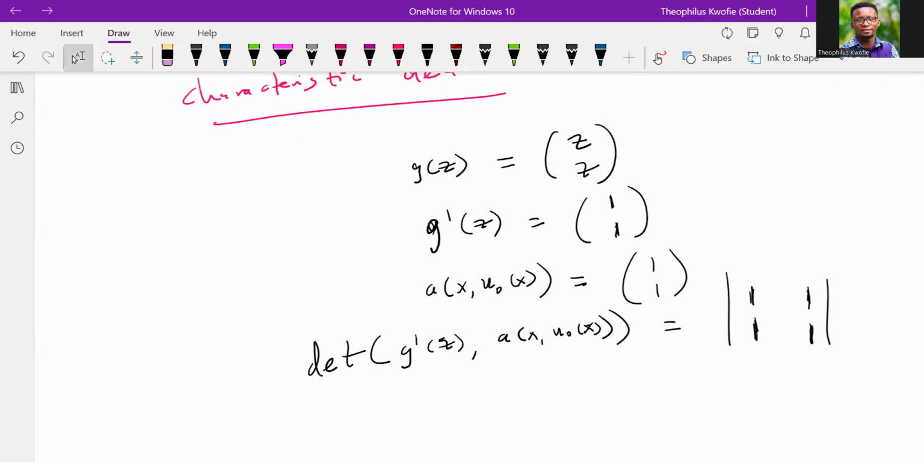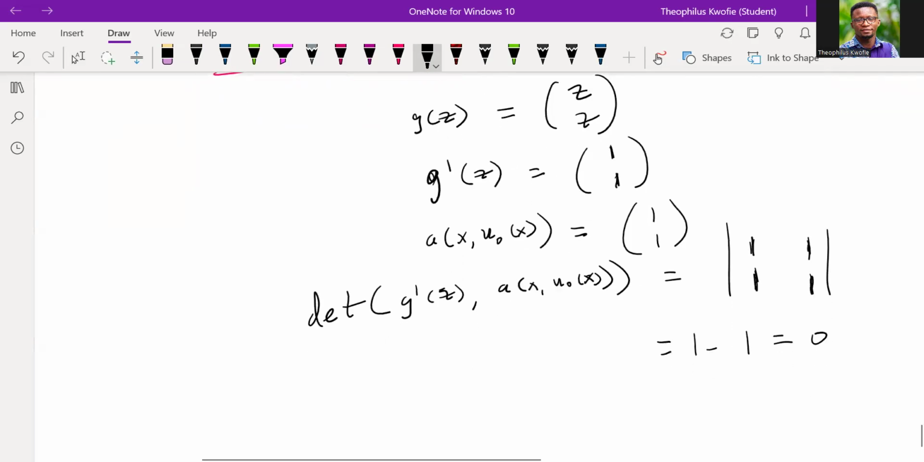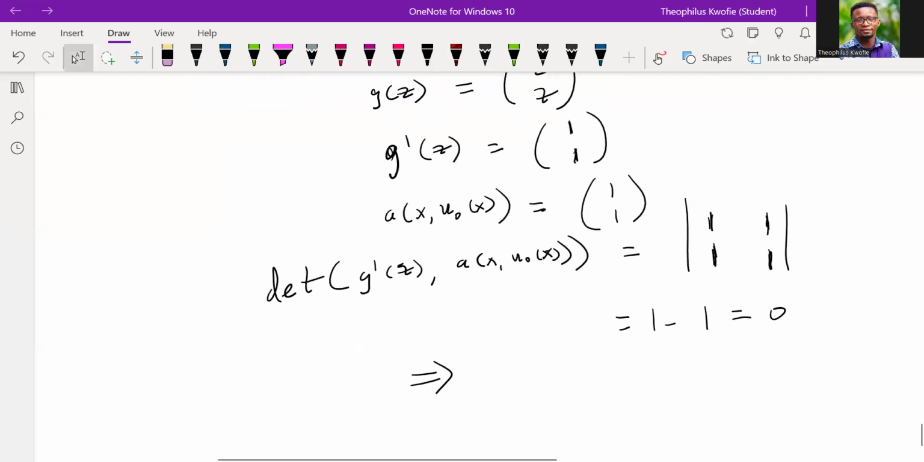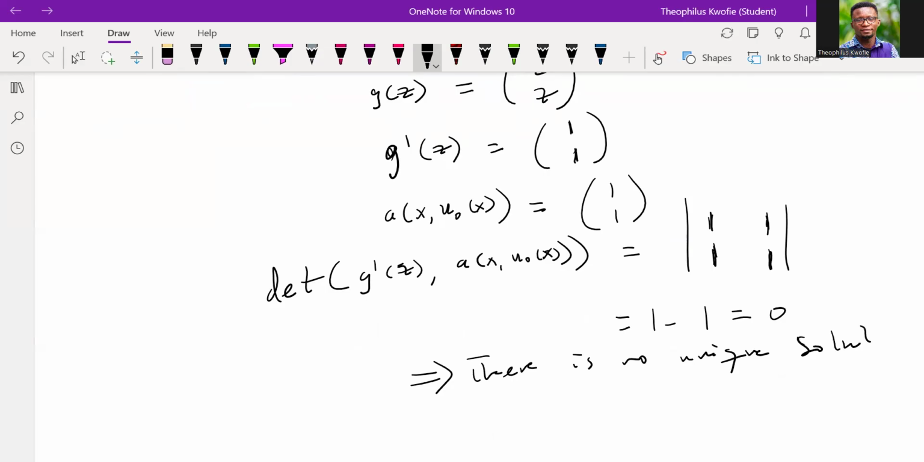In our next example, we will solve more examples so that you will appreciate that. So our determinant will just be what? 1 minus 1, which is 0. So this essentially means that we're not going to have a unique solution. So this implies that there's no unique solution.